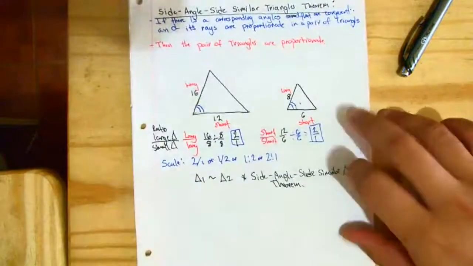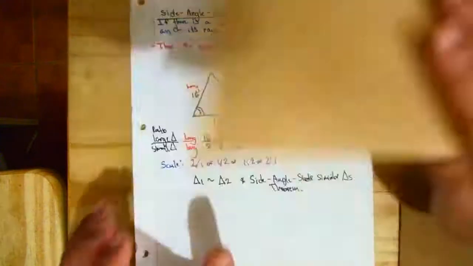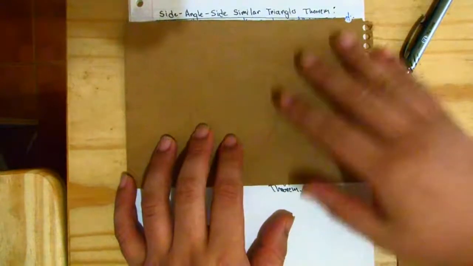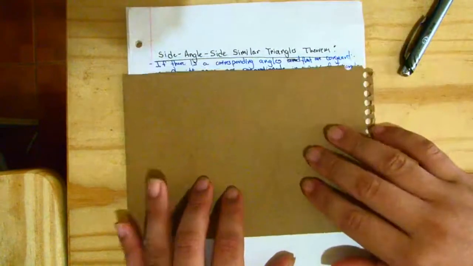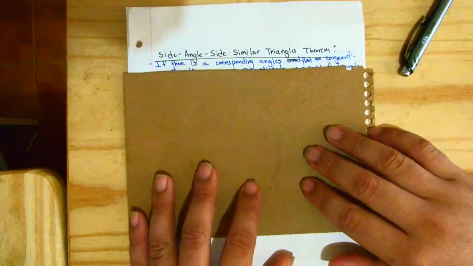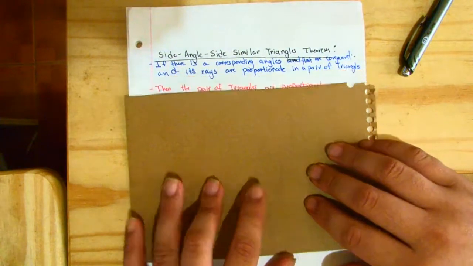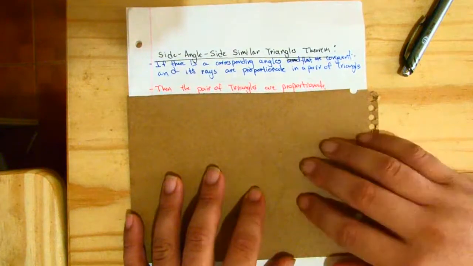Here we're going on to the next example, using the Side-Angle-Side Similar Triangles Theorem. What does it include? If there are corresponding angles that are congruent and the sides that include those angles are proportionate in a pair of triangles, then we can conclude that the pair of triangles are similar.